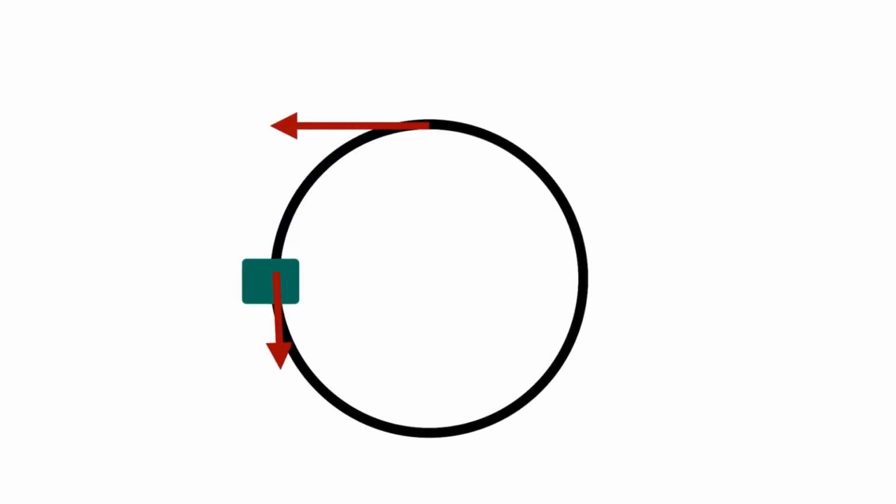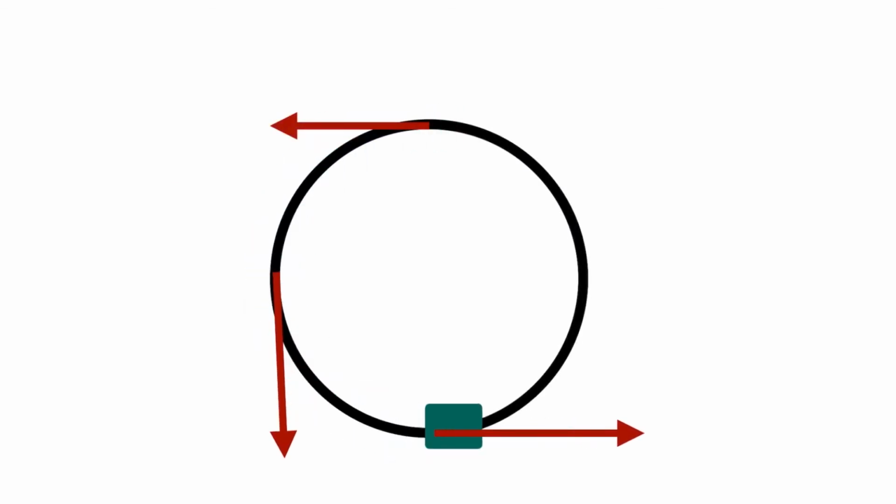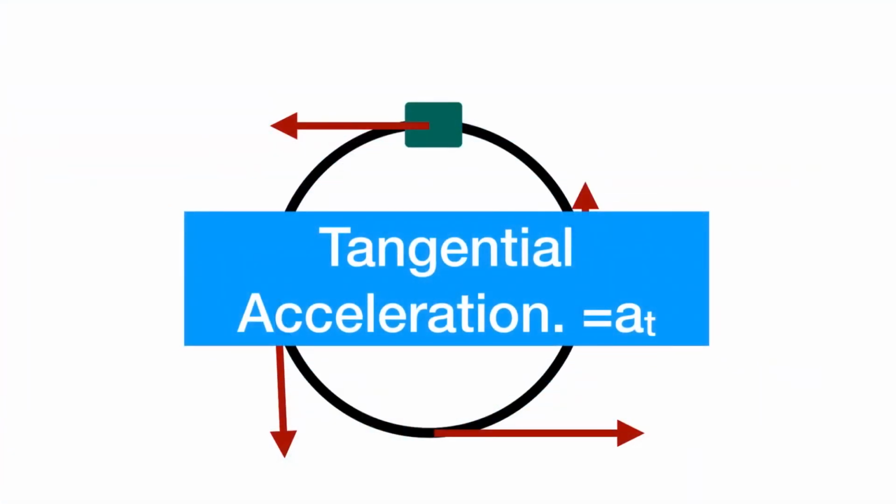There is one more acceleration in case of circular motion known as tangential acceleration. It always works in the direction of instantaneous velocity and keeps on changing every moment of time. In the case of uniform circular motion, the tangential acceleration is zero. We'll talk about different types of accelerations and their interrelations in our next video.